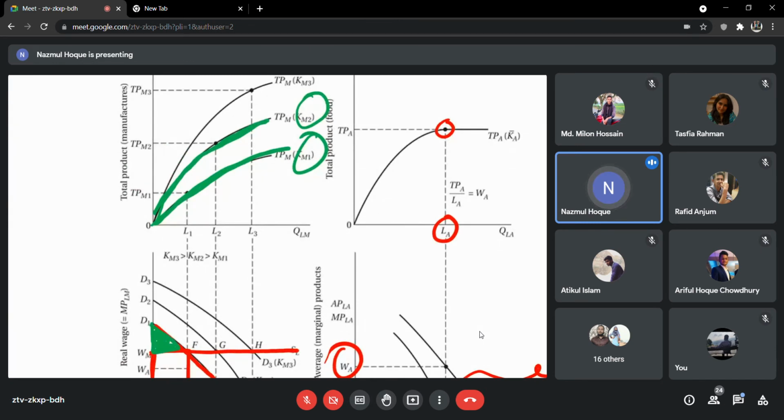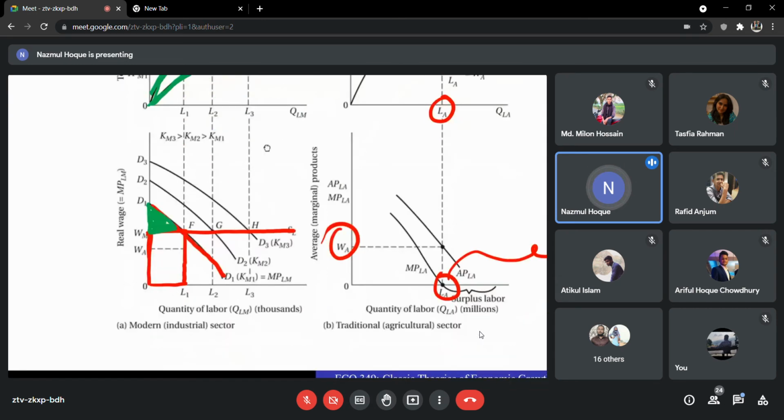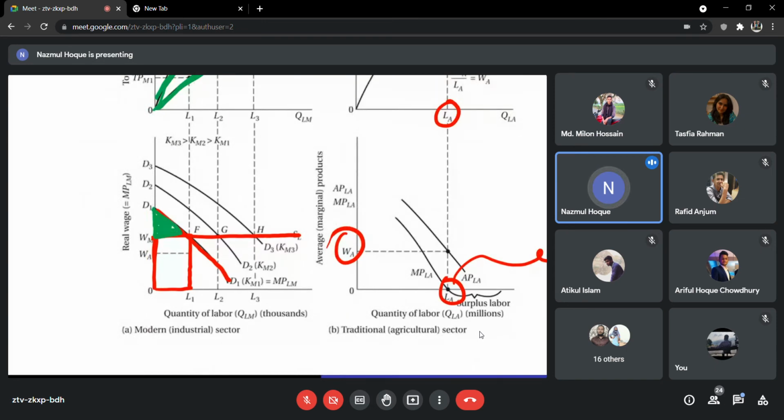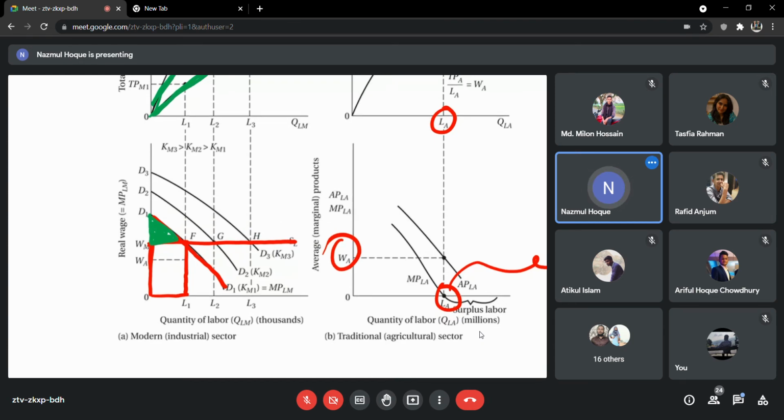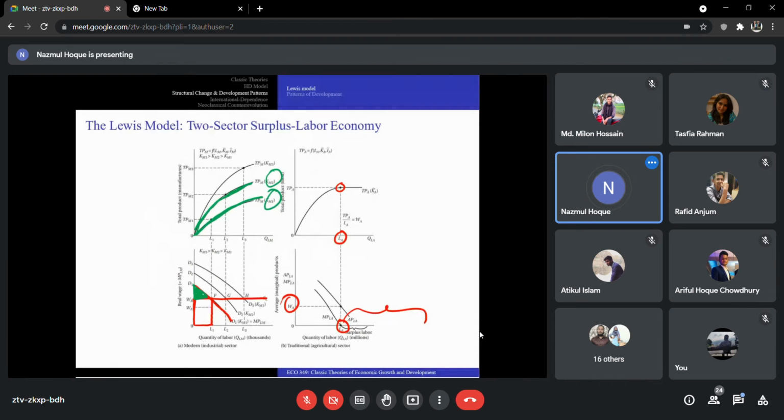So the corresponding marginal product of labor, based on this second line that we just found with a higher amount of capital, the corresponding labor demand curve is going to be the D2 line. As you can see, this upper line here is the marginal product, which is also the demand for labor curve.